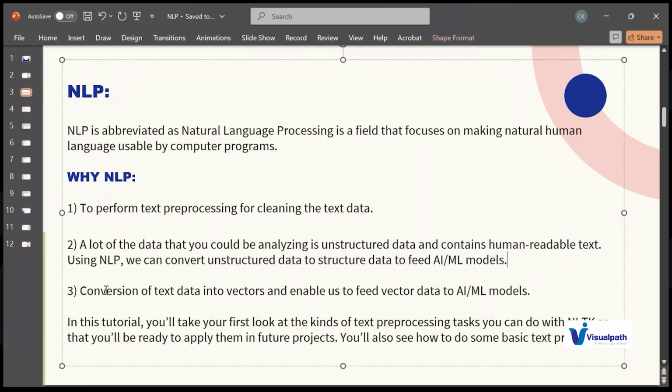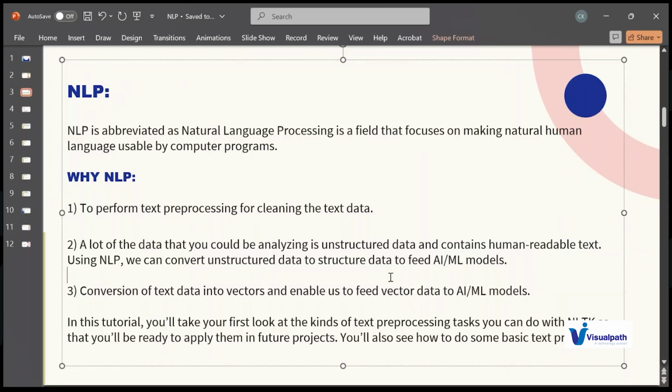And the third reason is the conversion of the text data into vectors, which enables us to feed vector data to AI ML models. As I mentioned, computers cannot understand the text directly, so that is the reason why we have natural language processing. It takes the text data, which can be paragraphs, sentences, or words, and converts it into vectors. Don't be confused, vectors are nothing but numbers. So the text data is converted into numbers, and after that we can directly feed it to the AI ML models.